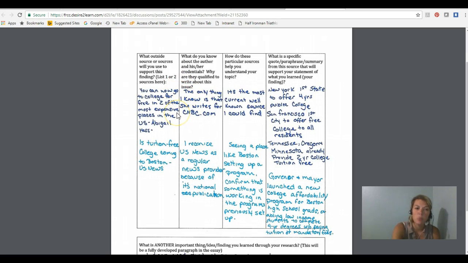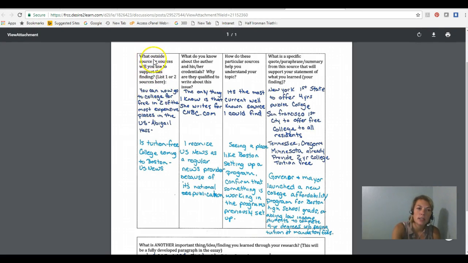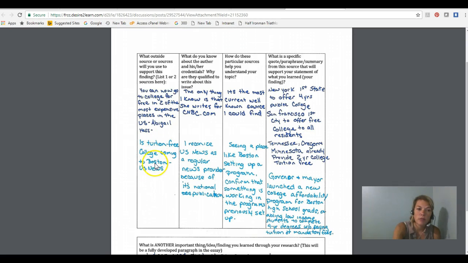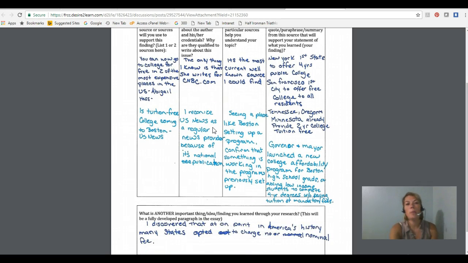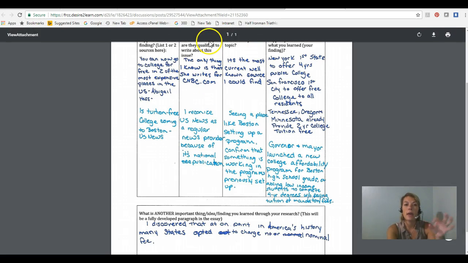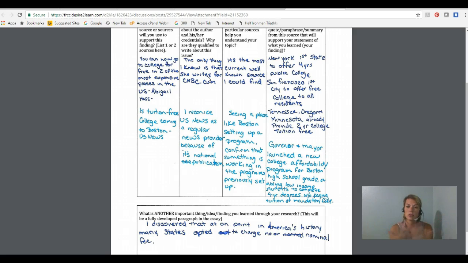She's got a point listed at the bottom of the previous page, but it says what outside sources will use to support this finding, and she's got information from Abigail Hess here, one of her sources, and she's got information from U.S. News and World Report here, another source, and it's actually color-coded, which is awesome. So I love this because now she can go write the paragraph and bring in information from multiple sources, and it's doing what we call synthesis, or blending information toward a new answer.